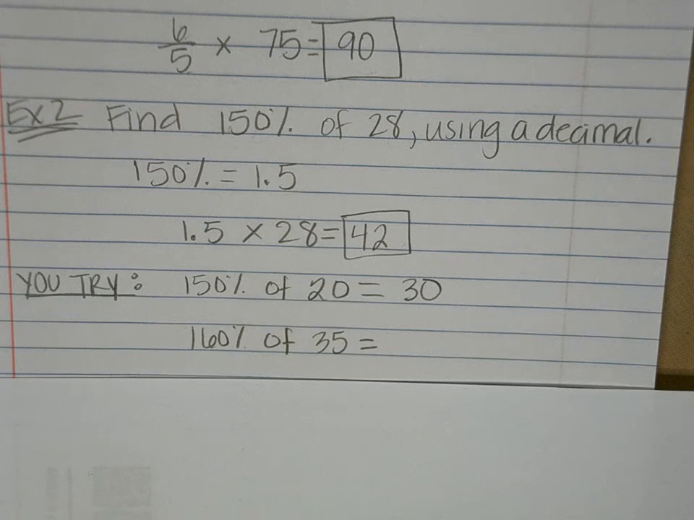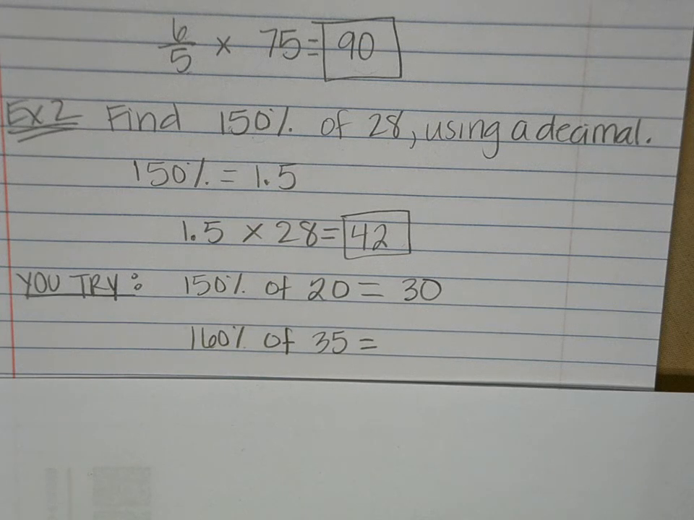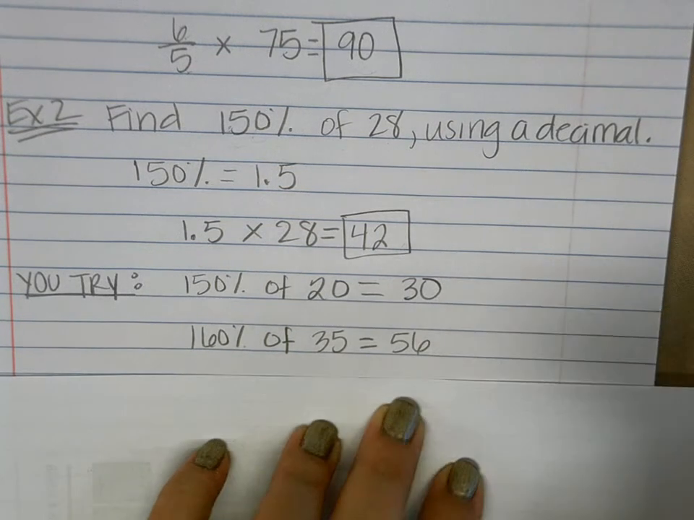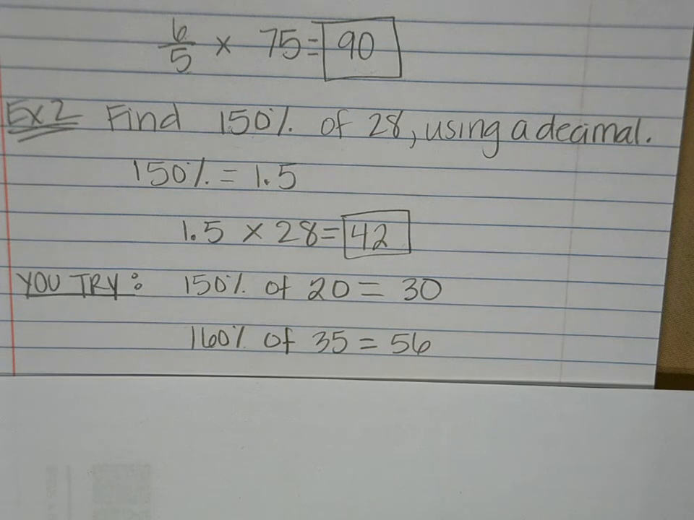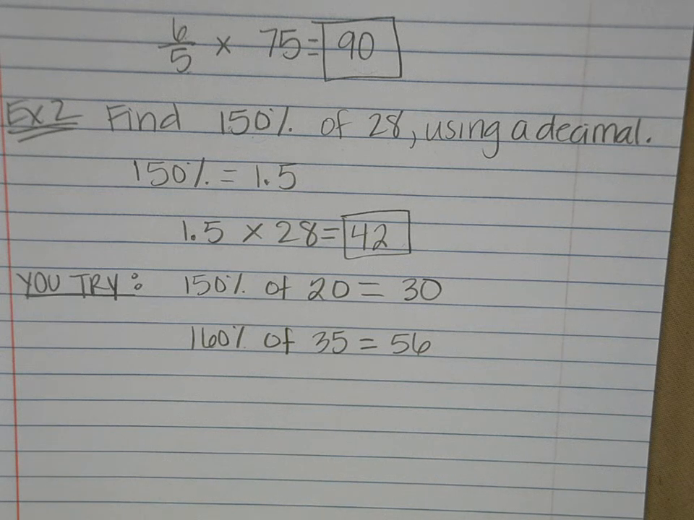Raise your hand when you think you have it. Bryce, what'd you get? Yeah, because we know it needs to be bigger than 35. So check your work. Rihanna? 56. So we do 1.6 times 35. You didn't put the point in. 1.6 times 35.